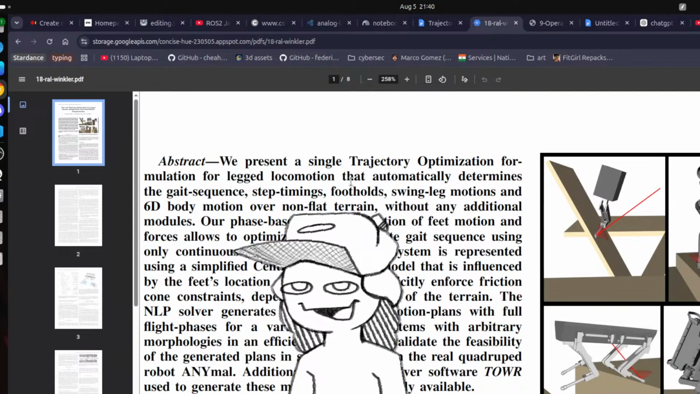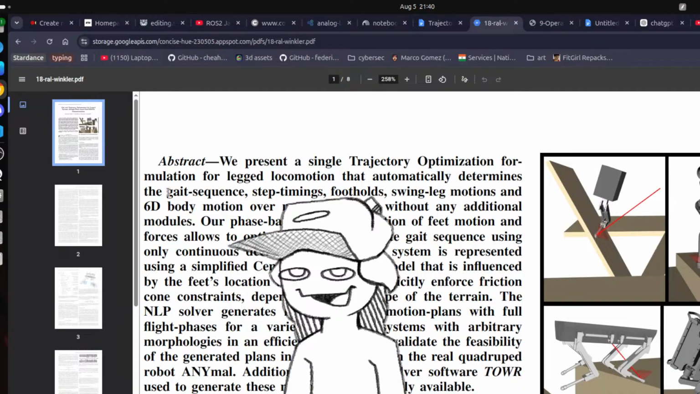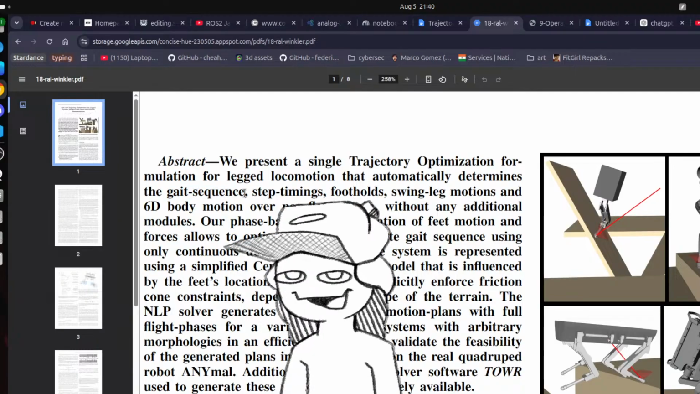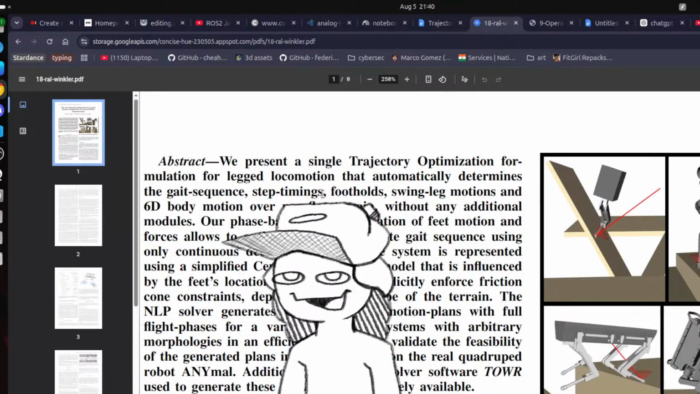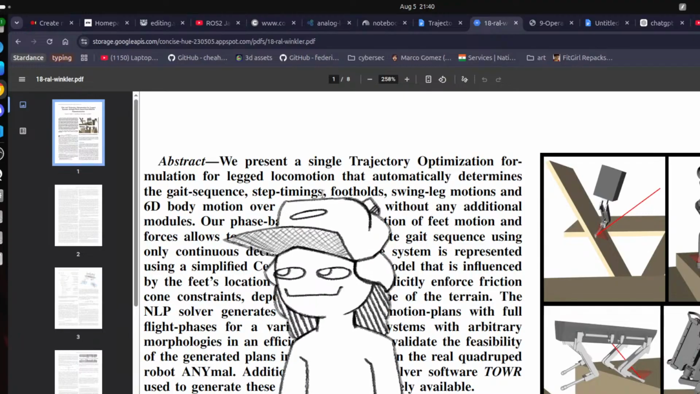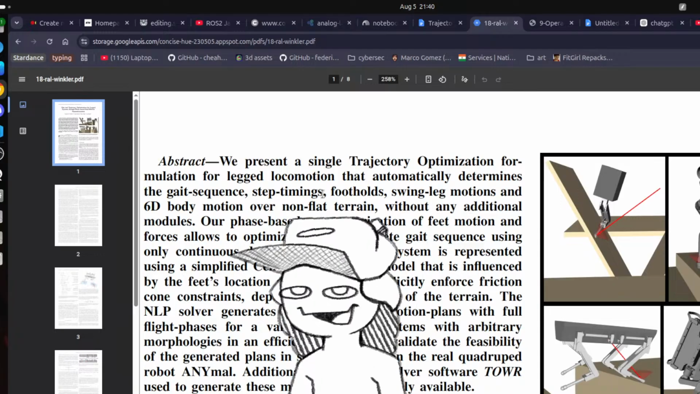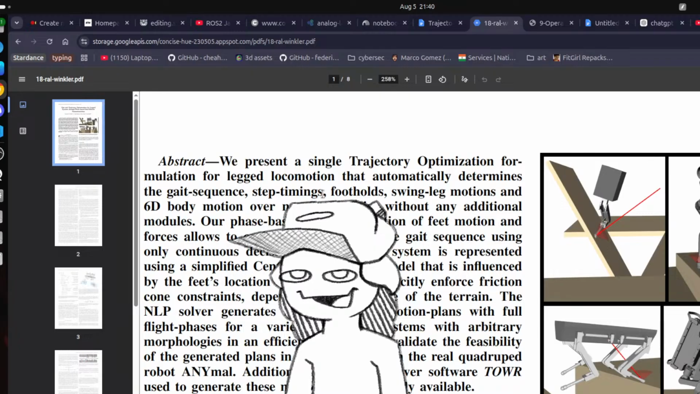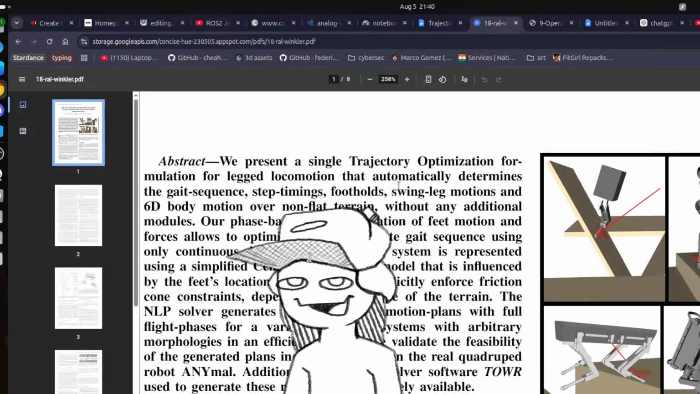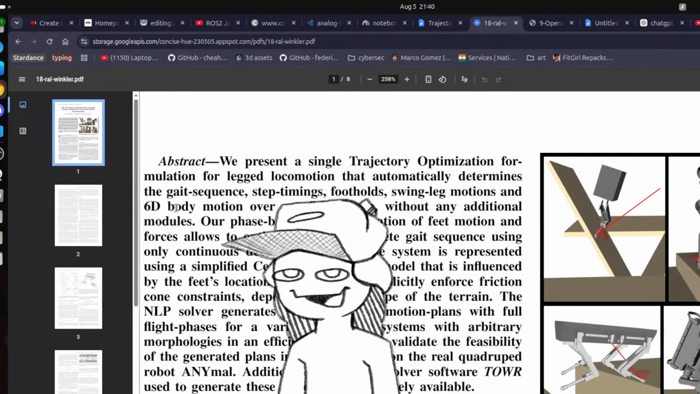they implement a single formula that determines a gait sequence, meaning which leg moves first and the order of leg movement; step timings, meaning the amount of time a particular leg remains in the air or in contact with the ground; footholds, which refer to the location where a foot needs to land; and then swing leg motions, that's pretty understandable; and 6D body motion, 3 for orientation, 3 for position, over non-flat terrain without any additional modules.